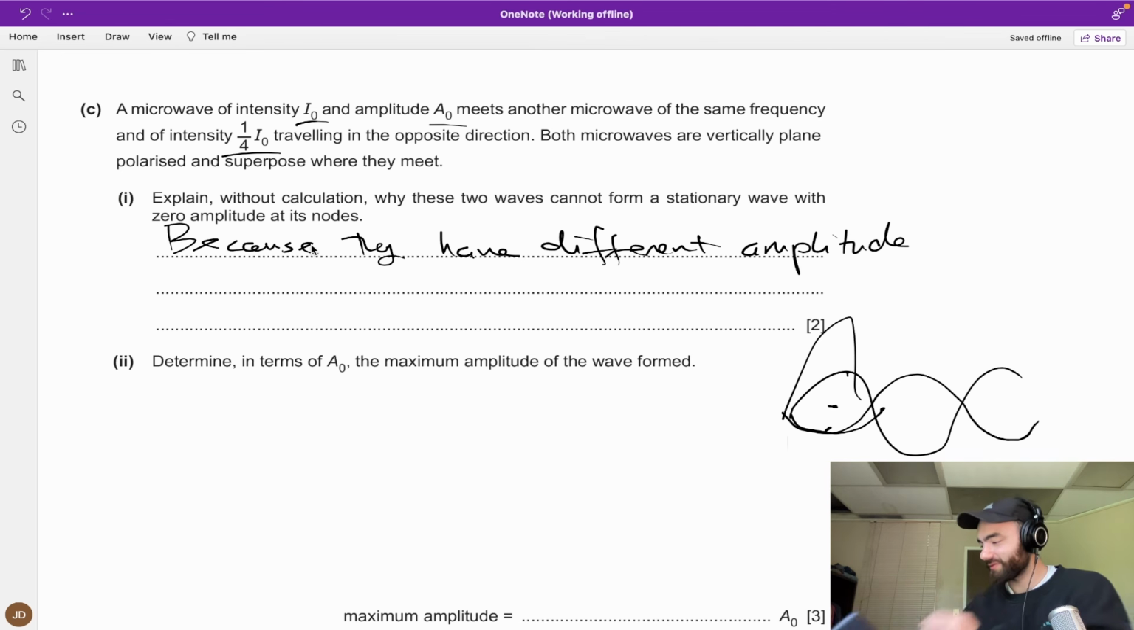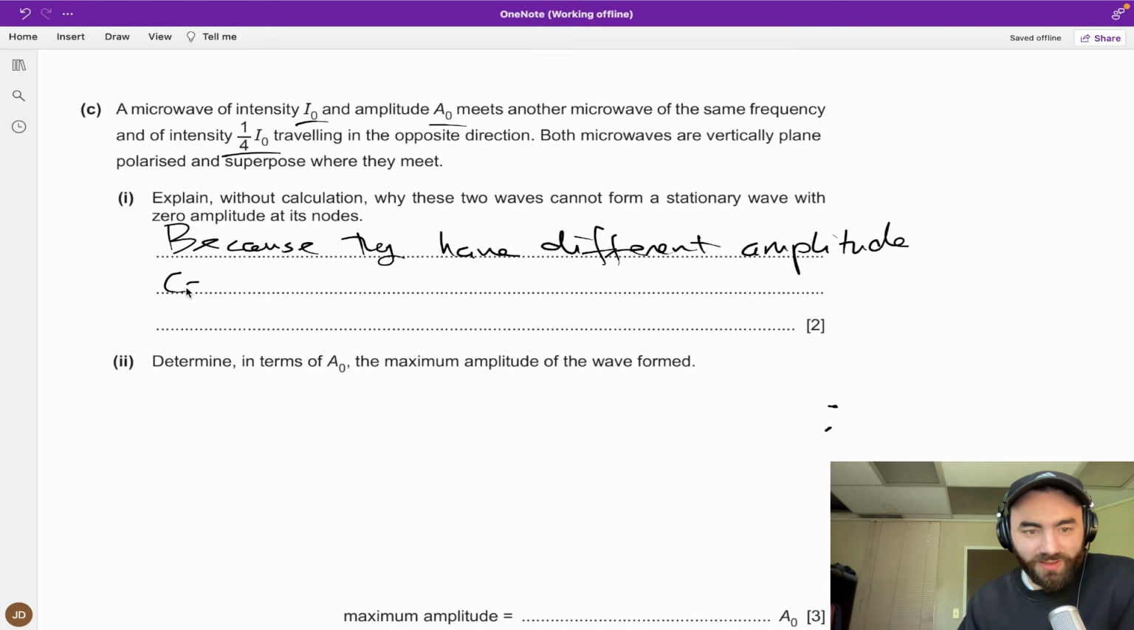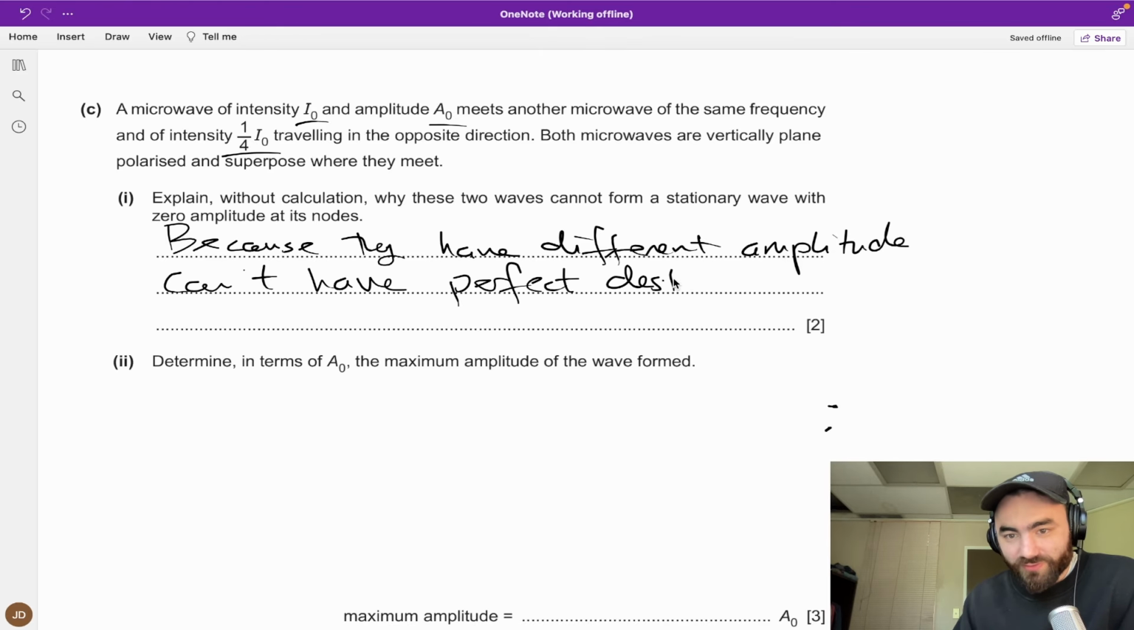So you can't have perfect destructive interference. Let's be formal. You should say can't, and be formal and write better than this. Can't have perfect destructive interference.